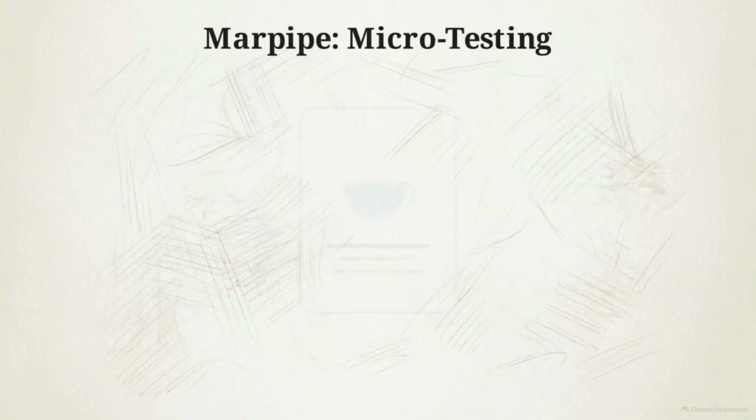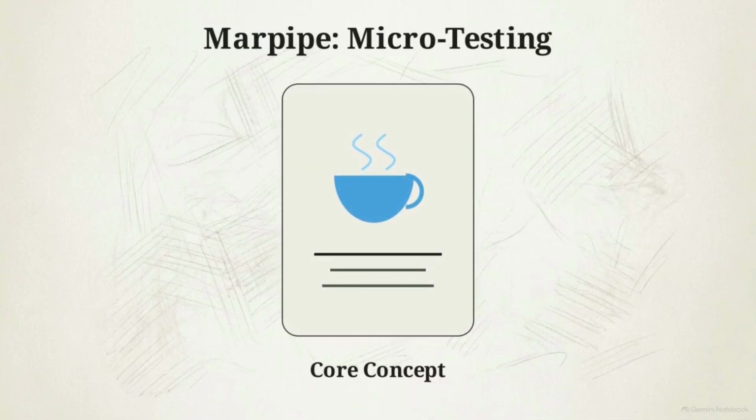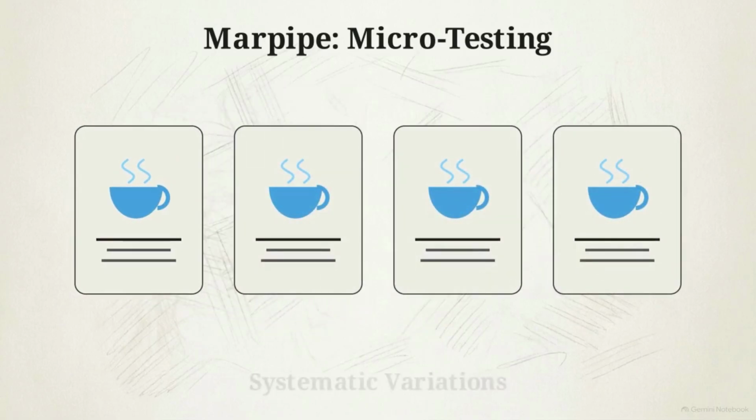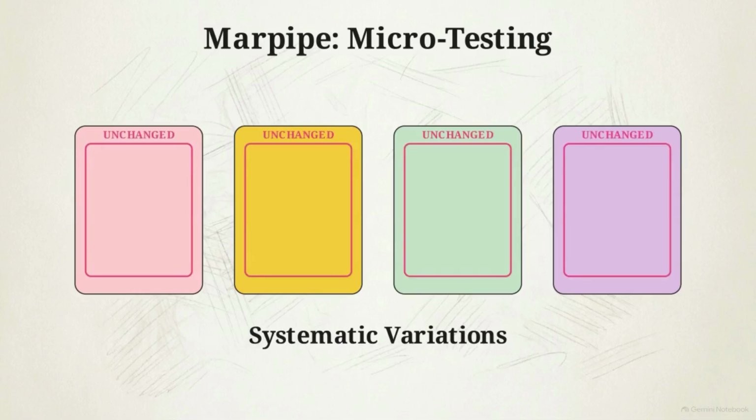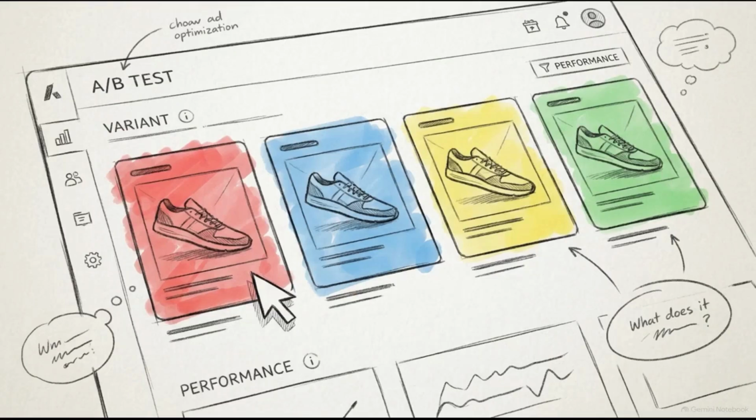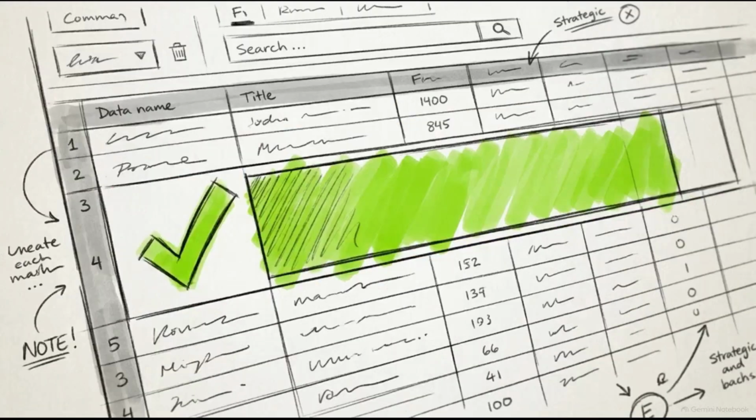Looking at the right side of the diagram, Marpipe uses microtesting. Instead of comparing wild ideas, it takes one core concept and systematically tests exact variations, like swapping out only the background color while leaving the text and image untouched. Marpipe's goal is scientific isolation. It tests every exact layout, color, and copy variation against each other to mathematically prove which specific element is driving the conversions.